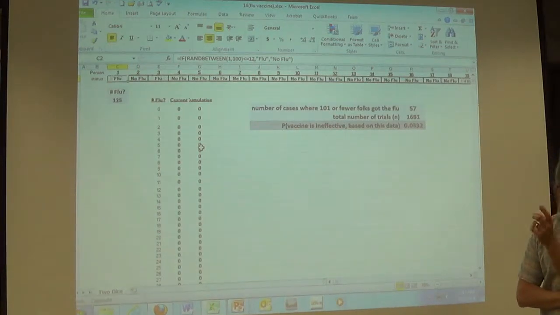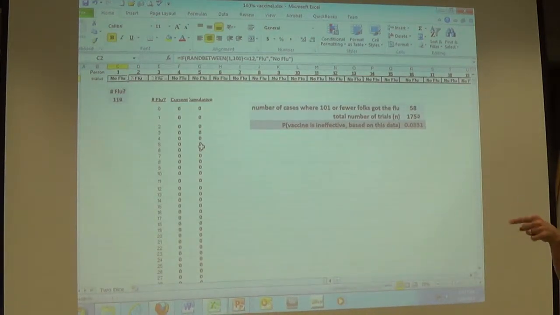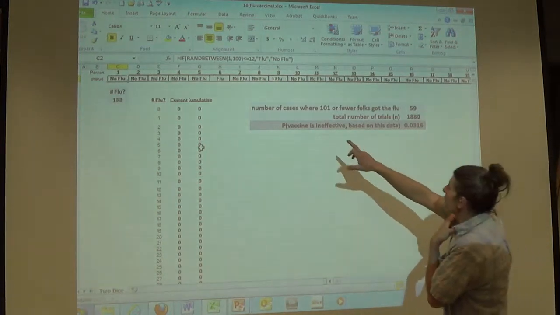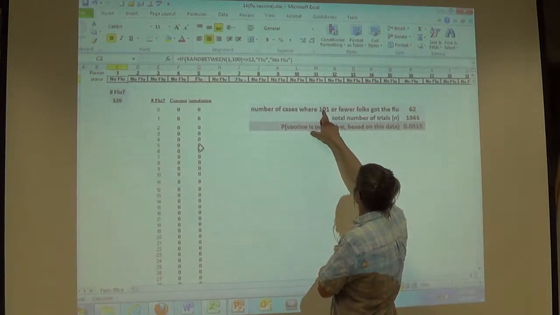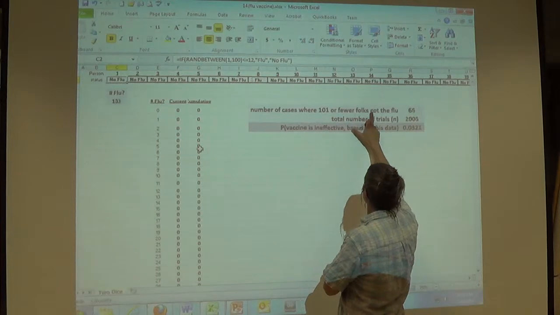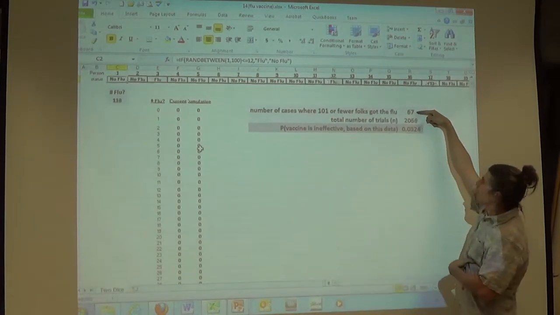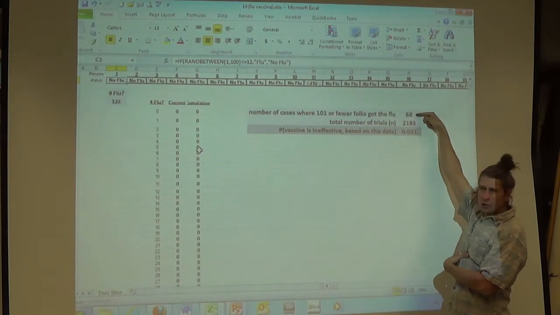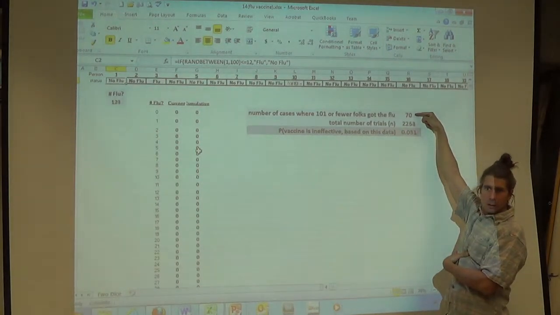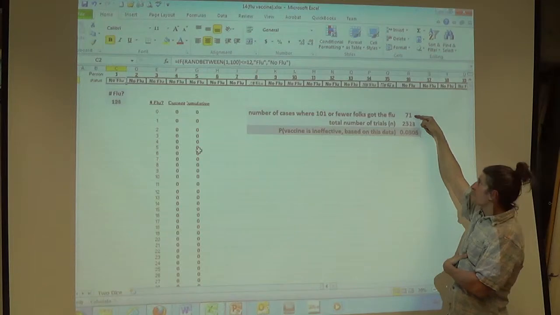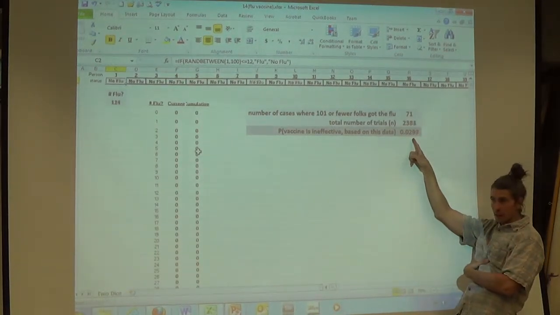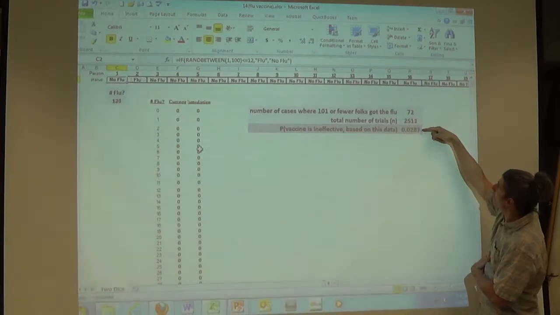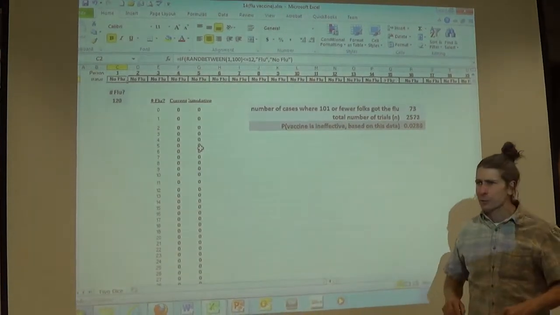But what do you notice has happened? Look right above that. Thank you, Linda, for noticing. Number of cases where 101 or fewer folks got the flu. Is that happening very often? It seems to be changing, but not super rapidly. As a matter of fact, I've got a percentage down here of how often it happens. It's around 2.82, fluctuating a little bit, right around 3%.